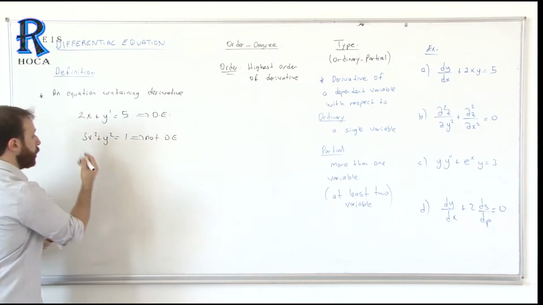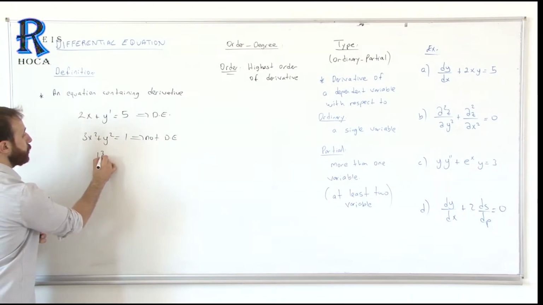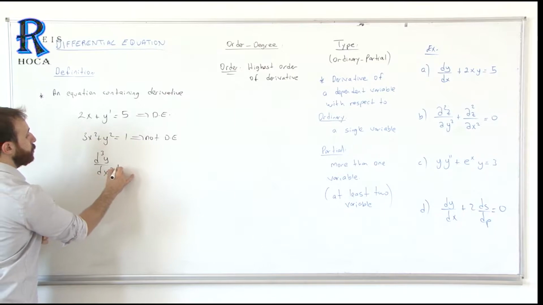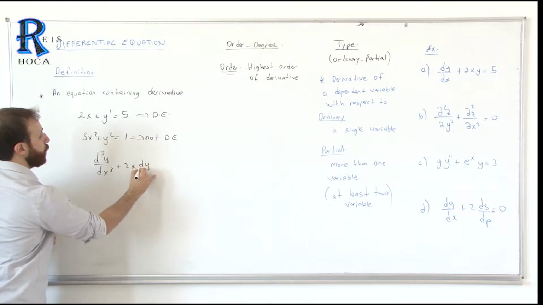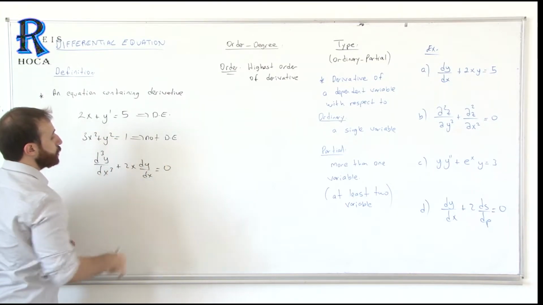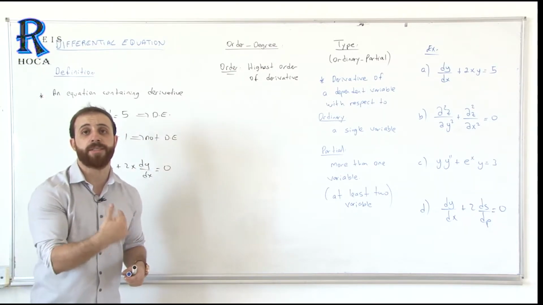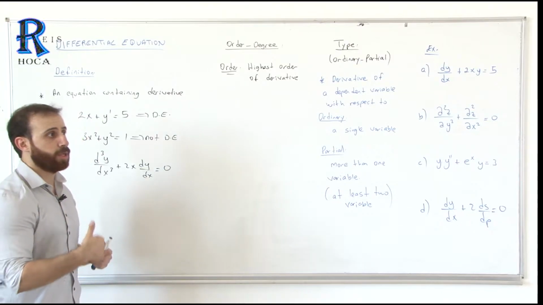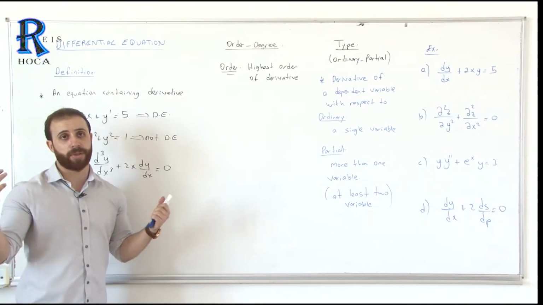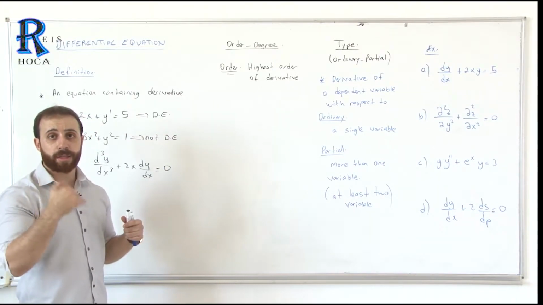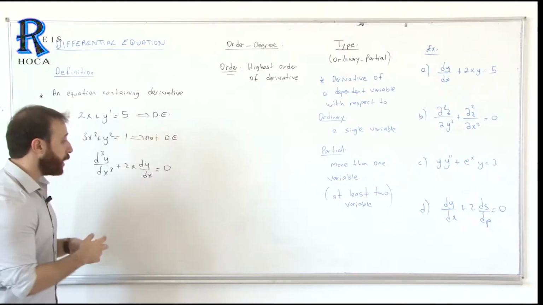The first thing, it's going to be like that: 2x dy over dx equals 0. So here there exists a derivative. That's why we say this is a differential equation. If an equation contains a derivative, we simply say this is a differential equation.